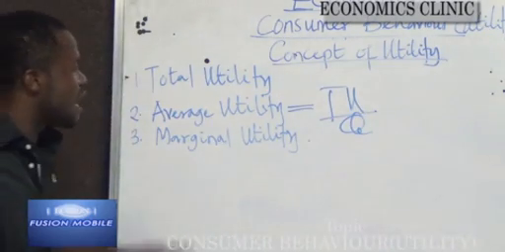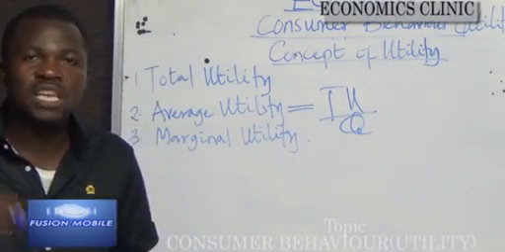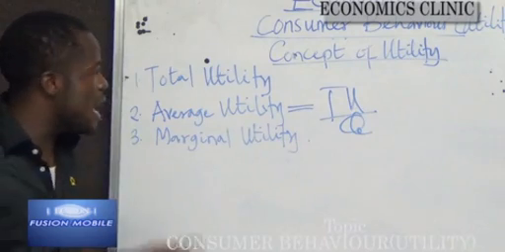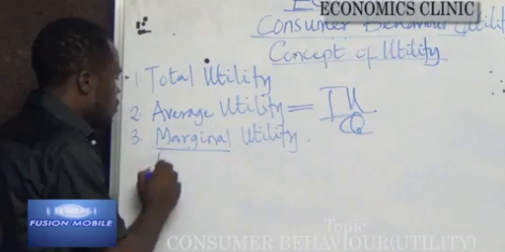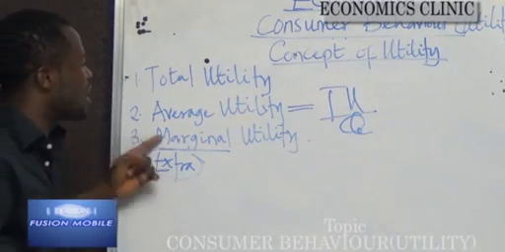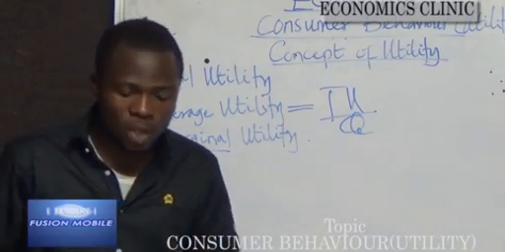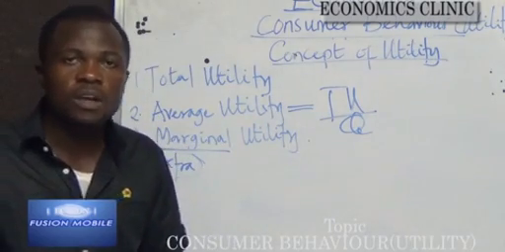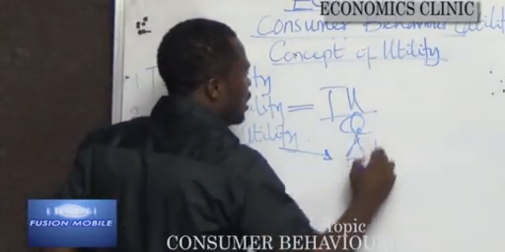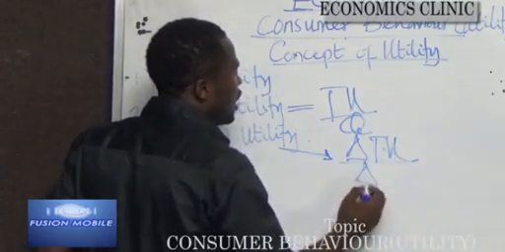The next one is marginal utility. Marginal utility is the addition to the total utility derived from the consumption of a given output. Here, the word marginal means extra. So it talks about the additional satisfaction to the total utility as a result of an extra unit of output. To calculate marginal utility, you have the formula: changes in total utility divided by changes in quantity.